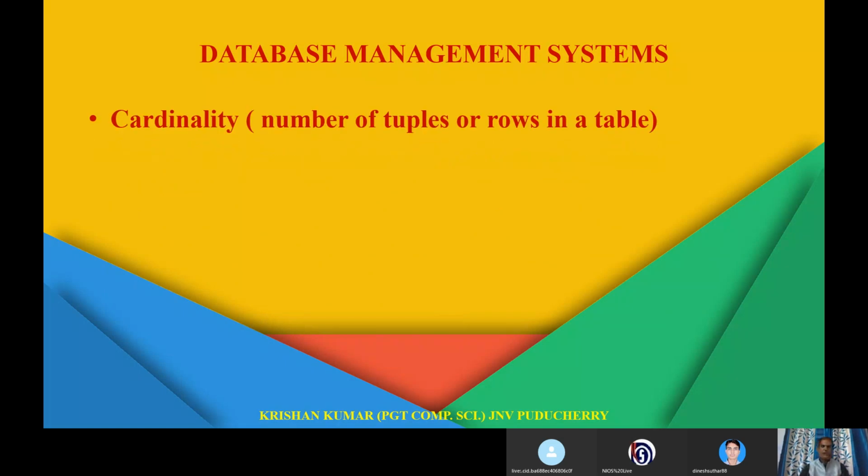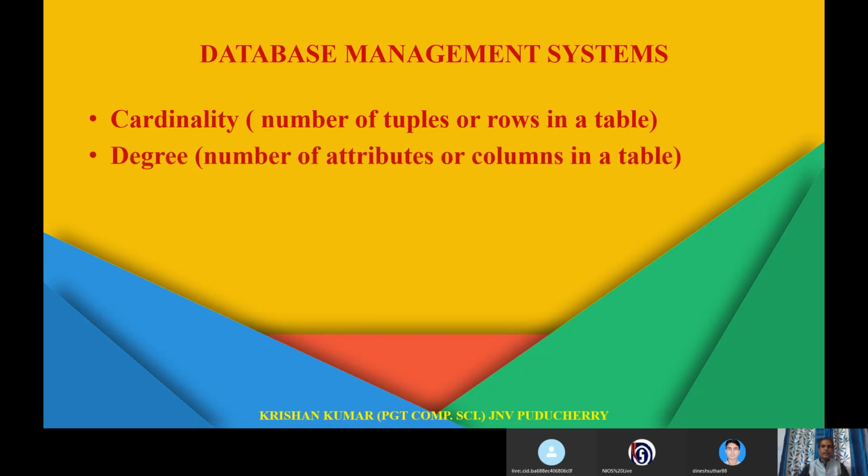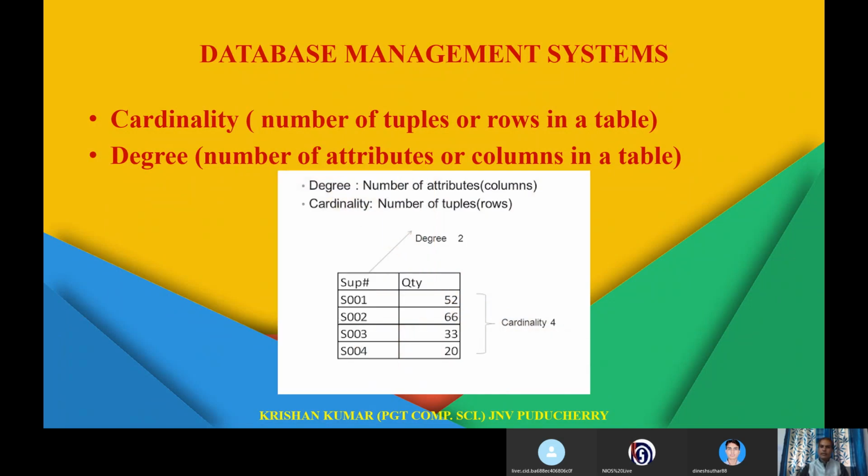Now again we will discuss cardinality and degree. Cardinality is the number of rows in a table, and degree is the number of columns in a table. See, this is an example I have made. We have a table where we have stored the data of supply and quantity.